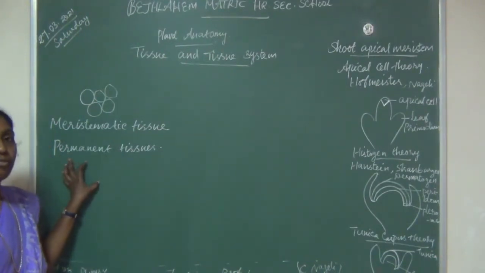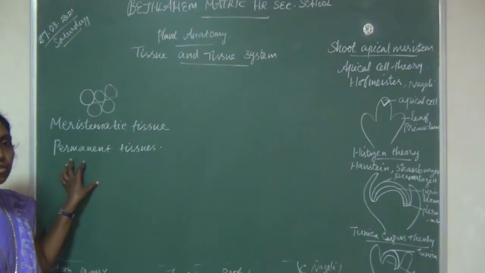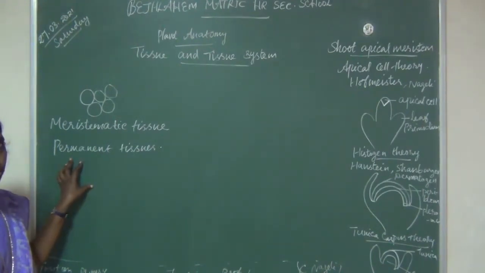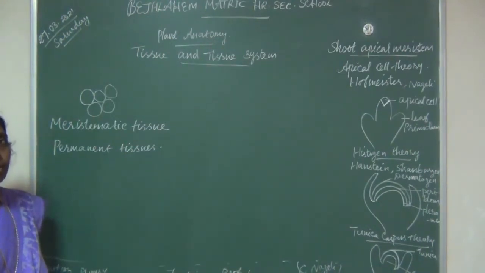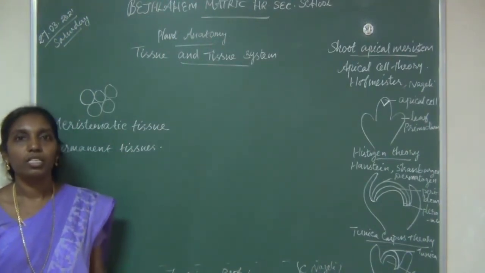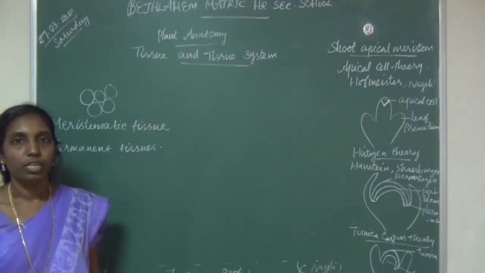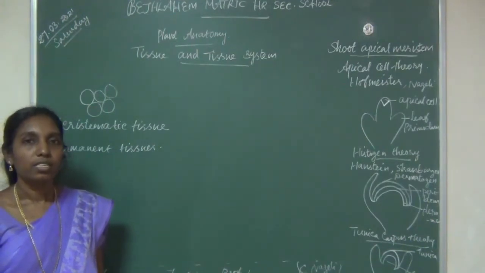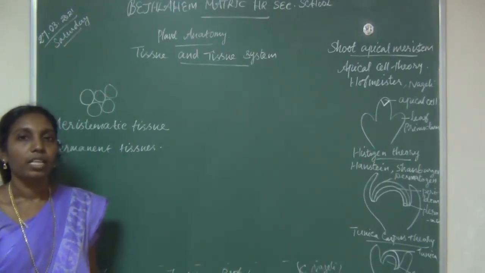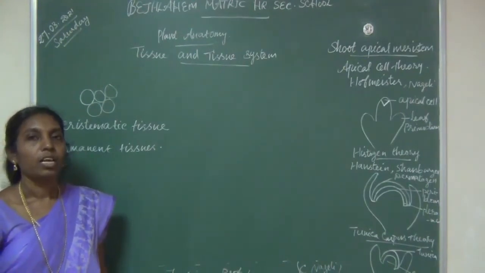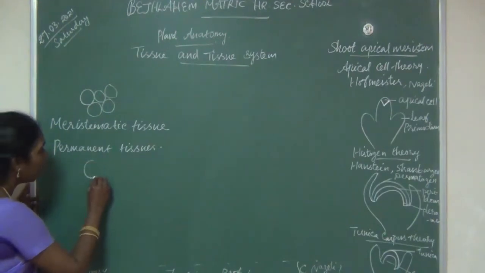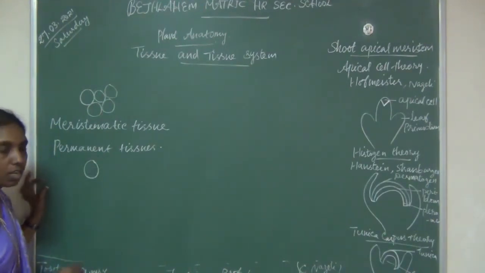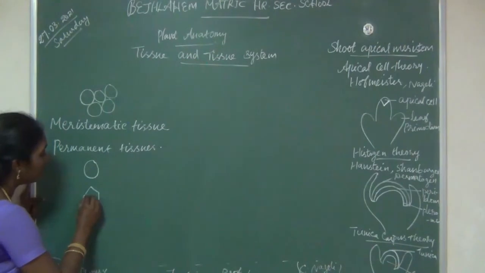Then there are two different types of tissue, meristematic tissue and permanent tissue. There are some characteristic features of meristematic tissue. Actually, the meristematic tissues are the dividing tissues. The peculiar character of meristematic tissues is dividing cells. These cells have the ability to divide. And the shape of these cells is either round, oval or even polygonal.